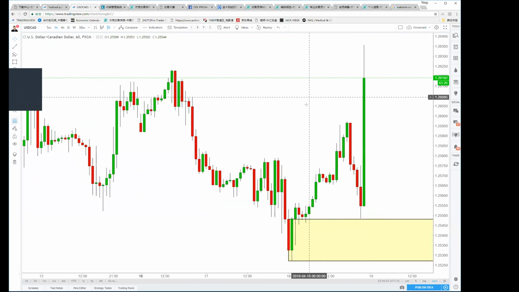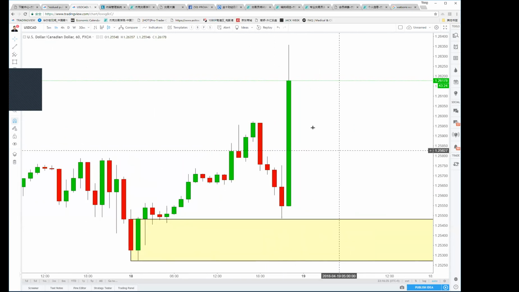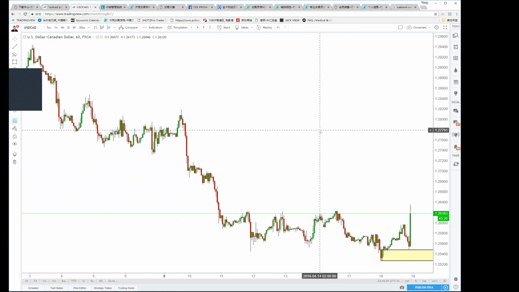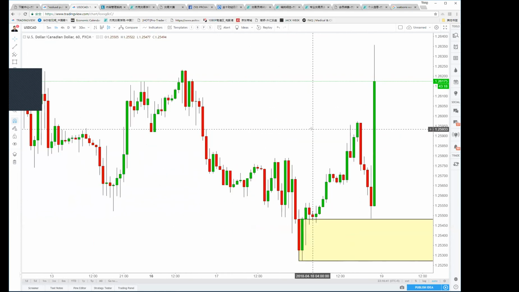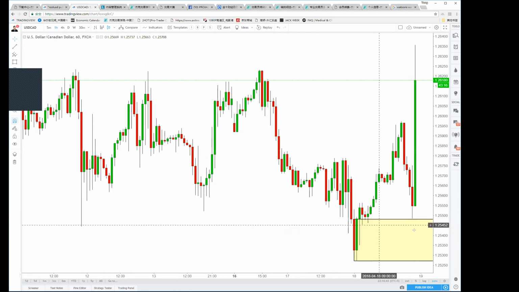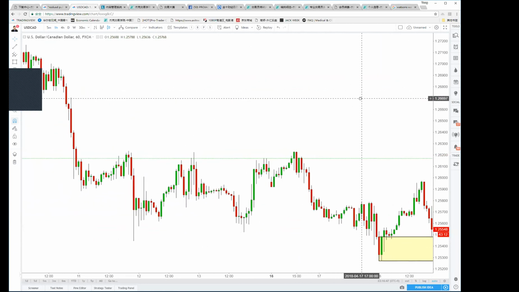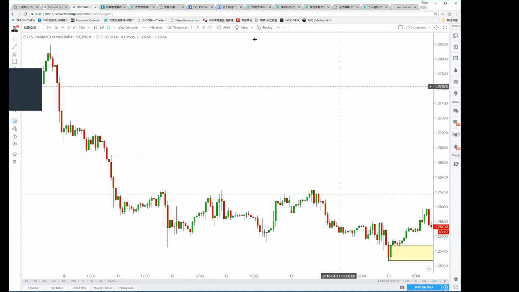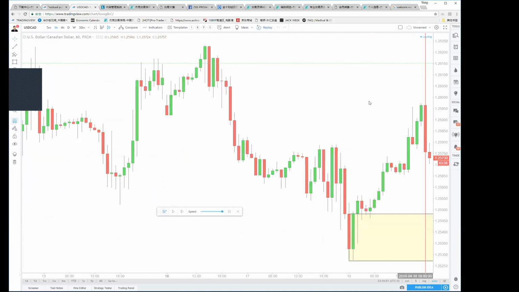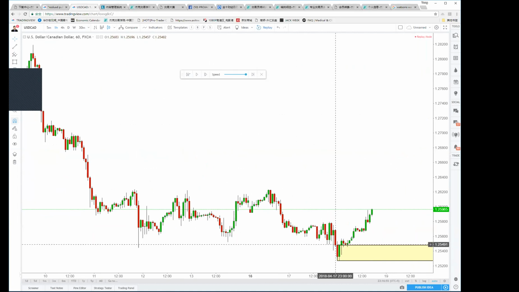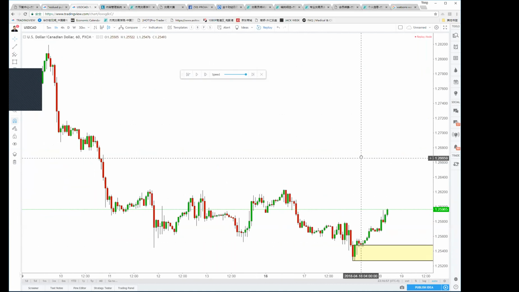Today I will start from this USD/CAD, the dollar Canadian trade, because this is a very good example of how we catch the big move before the market really starts. You can see here, earlier in Asia time, the dollar Canadian has already risen from 1.2540.